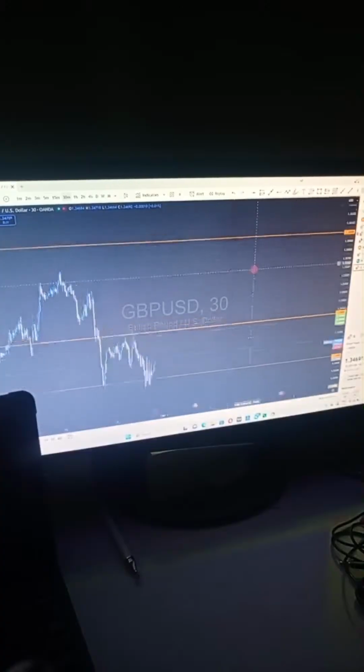So what I'm saying is I want to guide you a little about market structure. It's simple. Once you see price doing this, sorry.